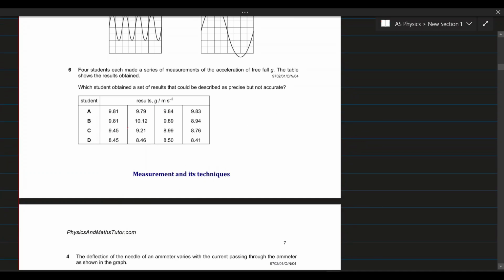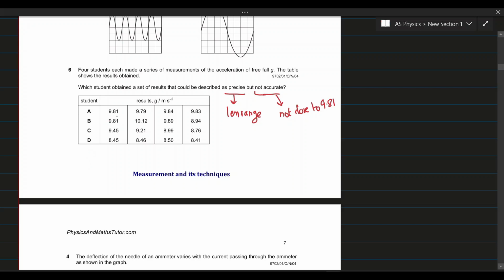So these are the values of g. Which student obtains a set of results that could be described as precise but not accurate? Precise means less range, the values should be close to each other, and not accurate means not close to 9.81 for the value g.